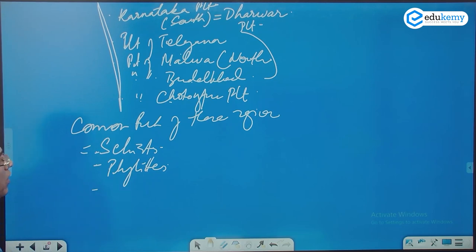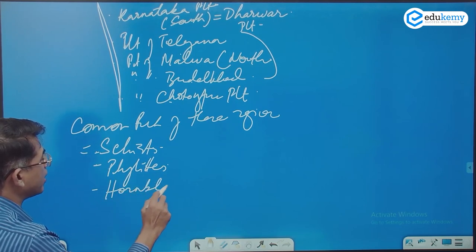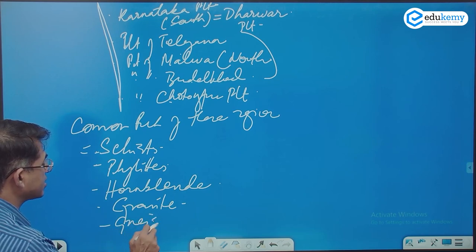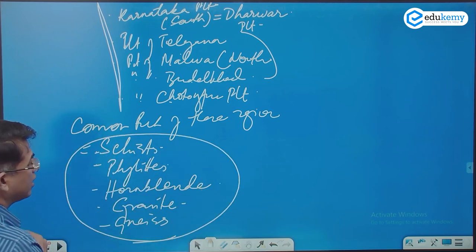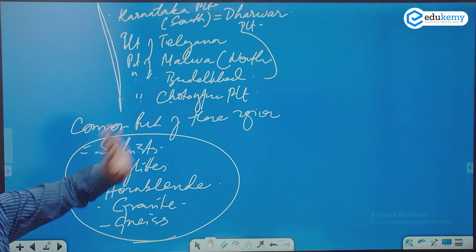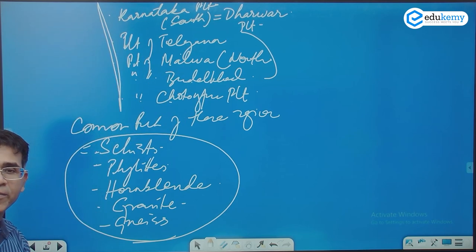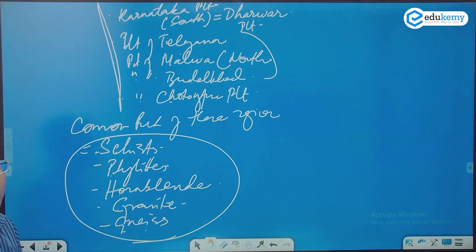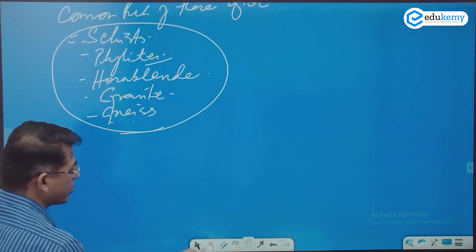It will also include hornblende. Hornblende is more of a mineral. Granite is there. You also have gneiss. These are some of the common rocks of these regions, both in the Archean gneiss region and in the regions of sedimentary metamorphosed: schist, phyllites, hornblende, granite and gneiss, these are some of the common rocks of the Archean.